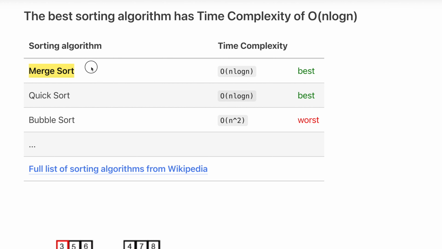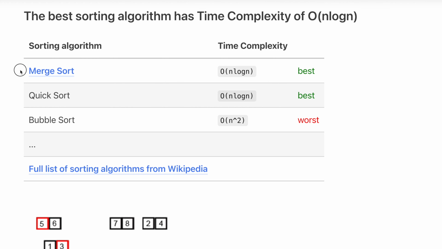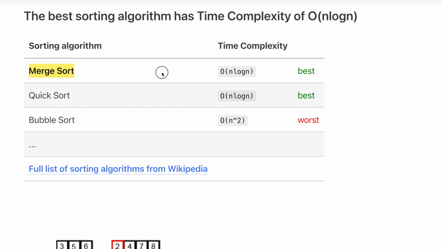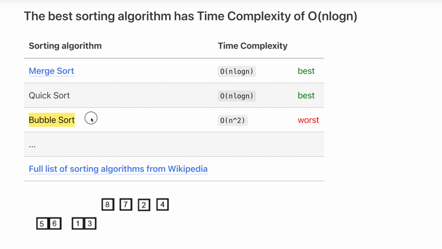For example, we have merge sort and quick sort. Both have O(n log n) in time complexity. And merge sort actually uses the divide and conquer algorithm, which we have learned in the previous tutorial. Now it's also worth mentioning that the worst sorting algorithm has a time complexity of O(n squared).